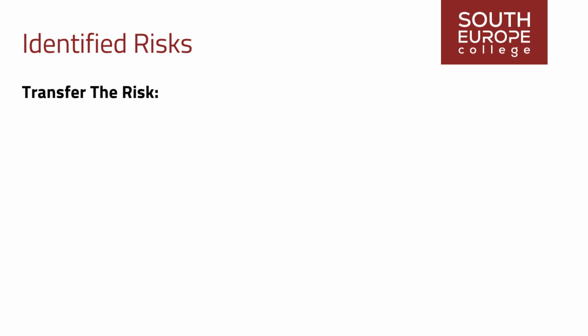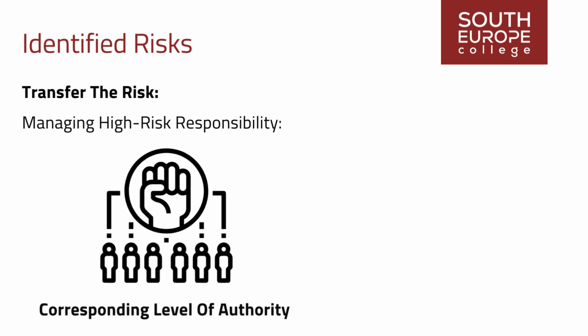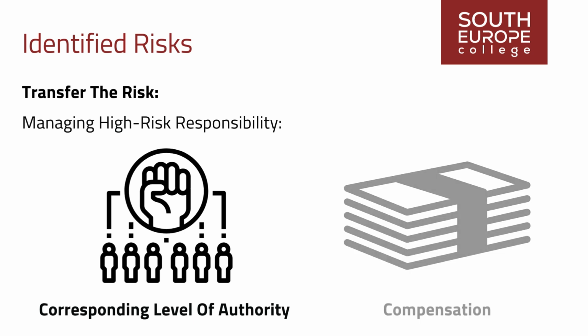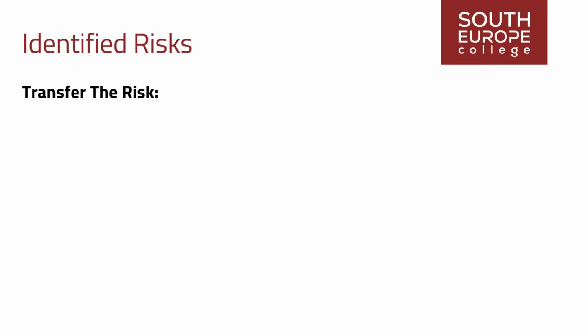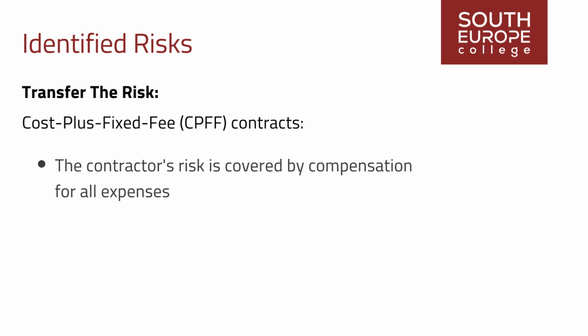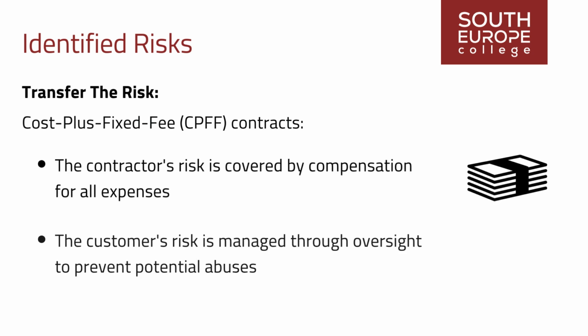A party willing to assume high risk in a project usually demands a corresponding level of authority over the situation. Additionally, the party accepting high risk will typically insist on compensation to cover these risks. This dynamic is exemplified in cost-plus fixed fee (CPFF) contracts, where the contractor's risk is covered by compensation for all expenses, while the customer's risk is managed through oversight to prevent potential abuses.